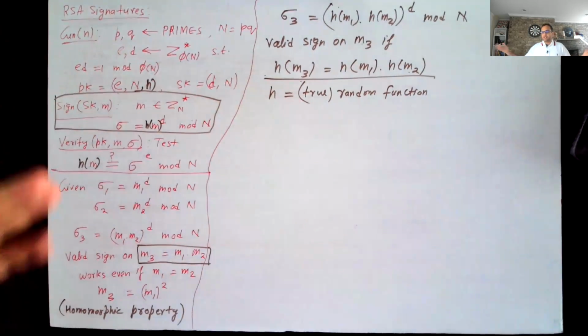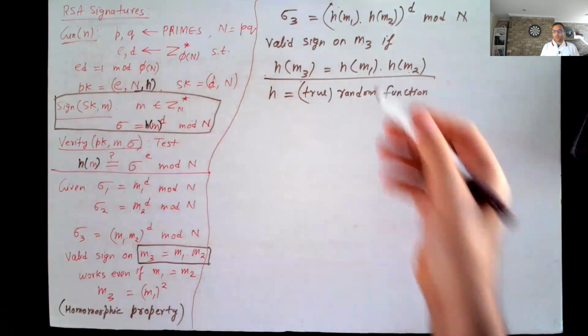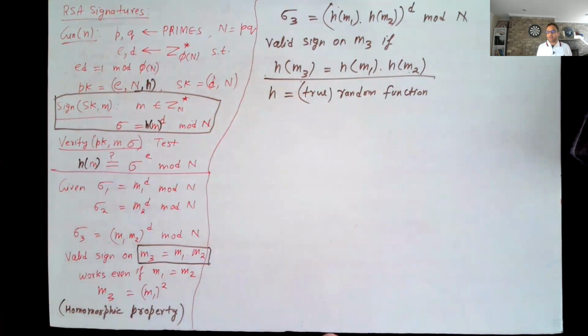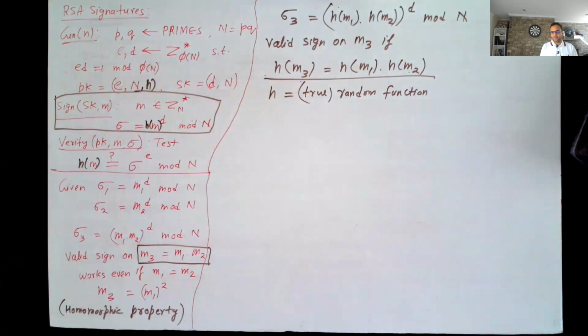What is a true random function? It's a huge exponential size table. You can query with M1, you get some random string. Query with M2, you will get some other uniform random string, and so on. So what if this hash function was a true random function?